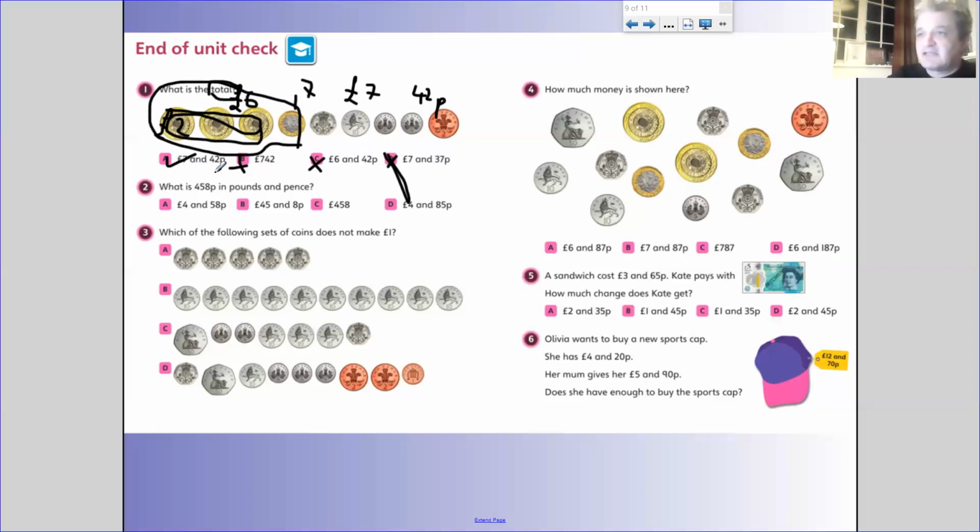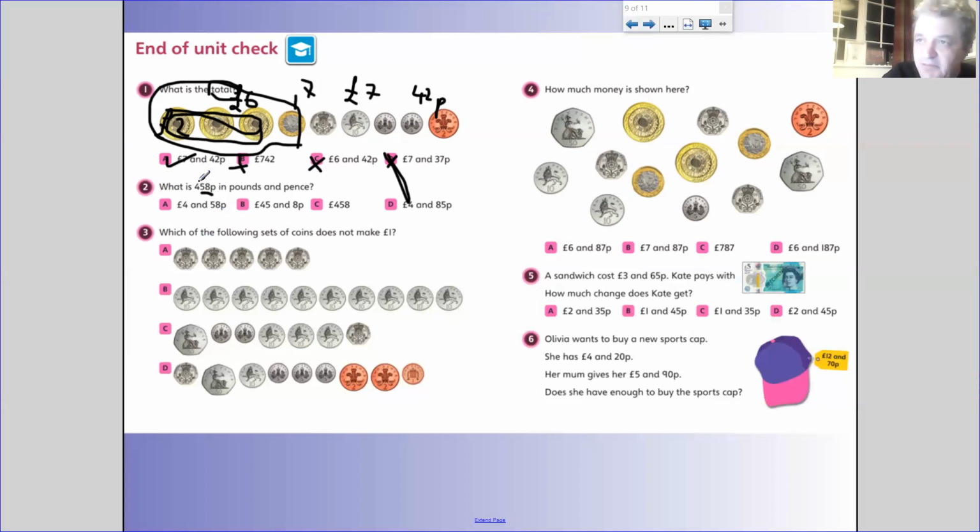Okay, so let's go on to question 2. What is 458p in pounds and pence? Okay, so what am I thinking there? I've got this 58 pence. I've also got 400 pence. What does 100 pence equate to? 100 pence equals £1.